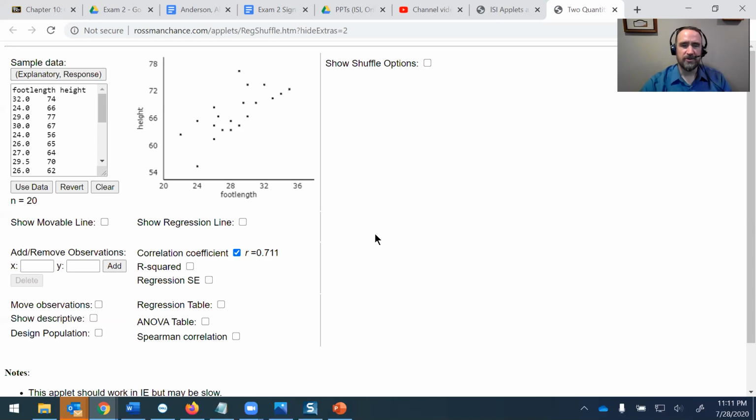So how do we do inference with this? This is the correlation R for these 20 people, but we want to say, can we make a claim or a conclusion about the correlation for, let's say, all the students that these 20 students might represent, all the students at their college, if that's a fair population to think about? And so we need the 3S approach. Here's our first S. Our statistic is R equals 0.711.